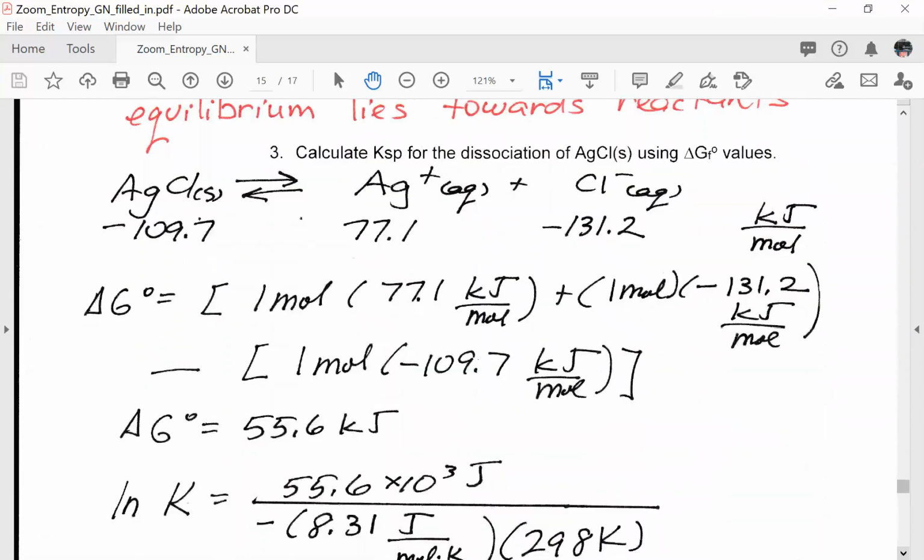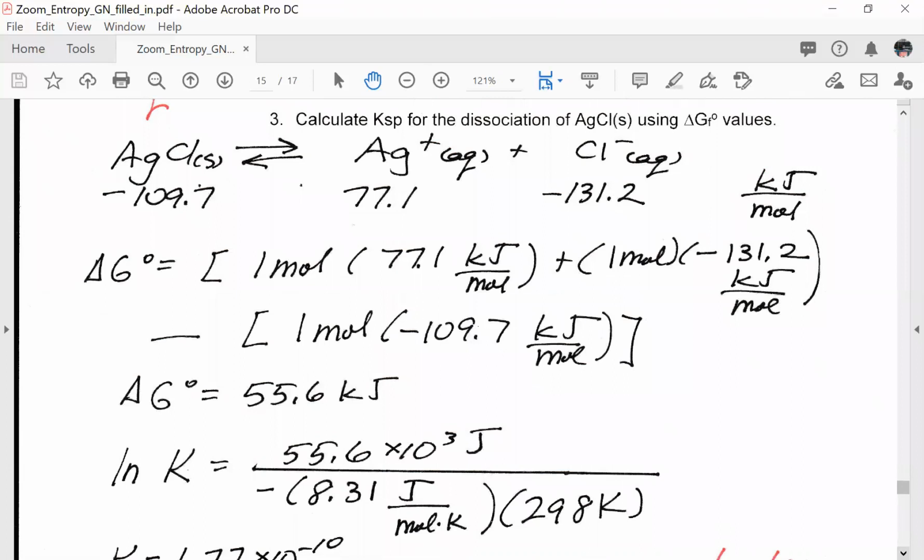Now we're going to calculate the KSP for the dissociation of silver chloride. And we're going to use our delta G values. So here's our equation. Silver chloride in equilibrium with silver and chloride. We plug in our values from the table. So minus 109.7, 77.1, minus 131.2. The units are kilojoules per mole.